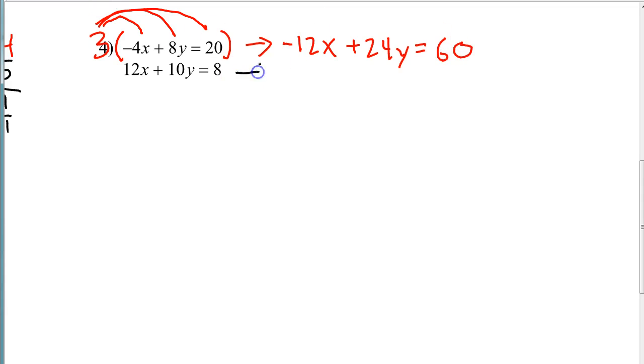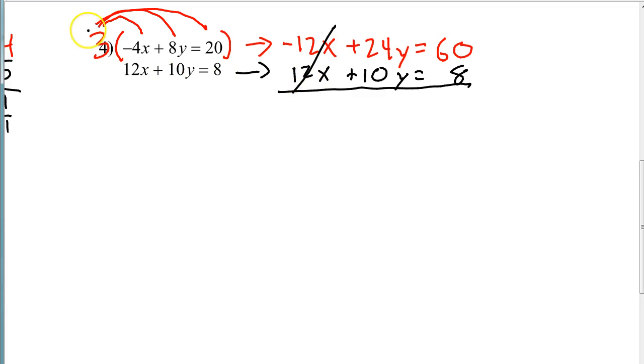Bottom is the same. Now there will come a time where you'll need to multiply the top and the bottom by two different numbers for this to work. But today you only need to multiply by one. So if you multiply the top, the bottom stays the same, or if you multiply the bottom, the top stays the same.